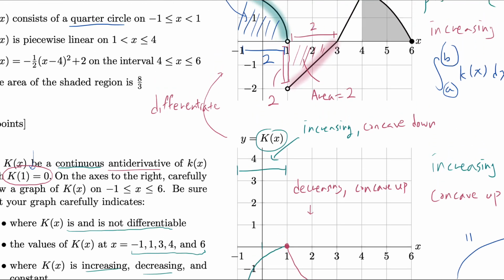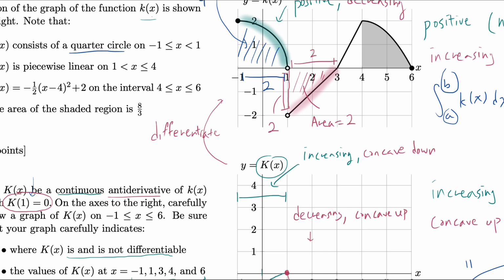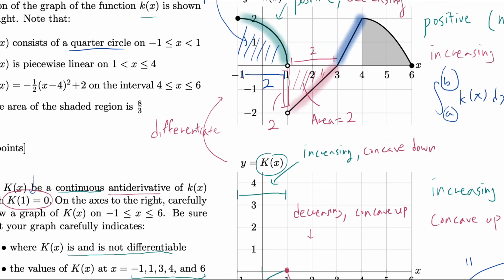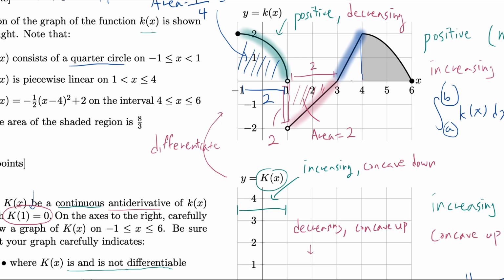Now what's happening next? Let's look at what's happening here. From 3 to 4, we see our little k is positive and increasing. So since little k is positive and increasing, what do you know about capital K? Well, capital K better be increasing and concave up. If you're making a smiley face while increasing, you're looking something like this. Now the question is, how much are you increasing by? You figure that out by looking at the area under the curve.